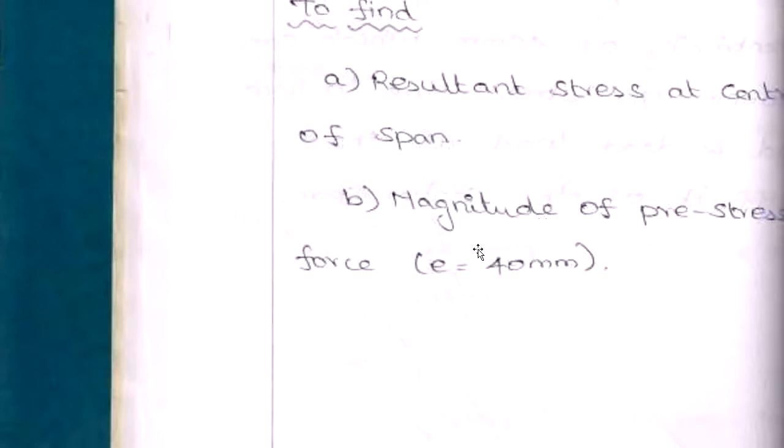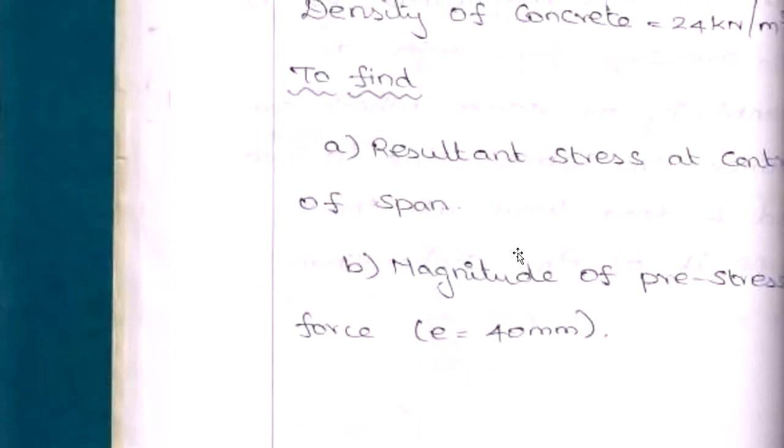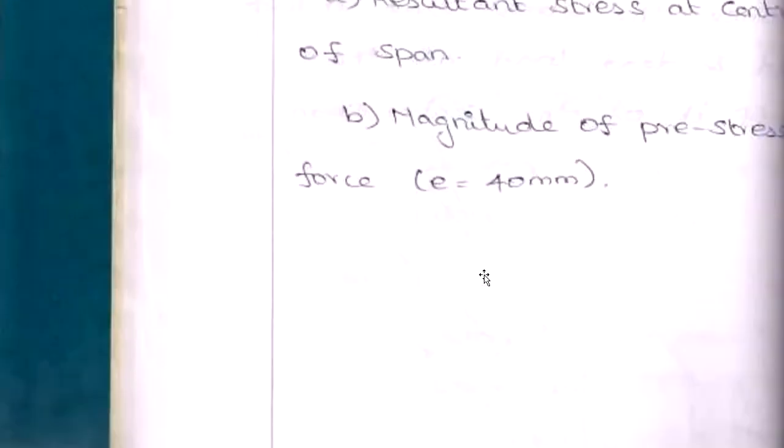Magnitude of pre-stressing force with eccentricity E is equal to 40 mm. So what they are saying in case 2 is we need to find out the magnitude of pre-stressing force, that is P, at eccentricity 40 mm, so that the entire resultant is nullified. When we apply the live load, when we consider the dead load, whatever the results due to live and dead load are there, those should be counteracted. Like that P we have to apply, and that P they are asking us to find out.